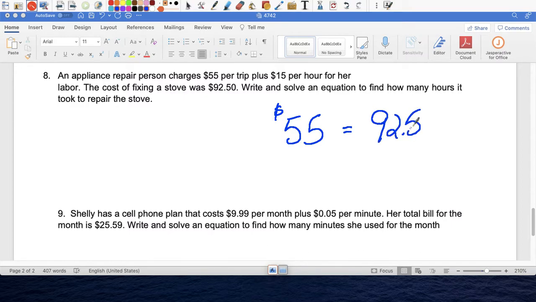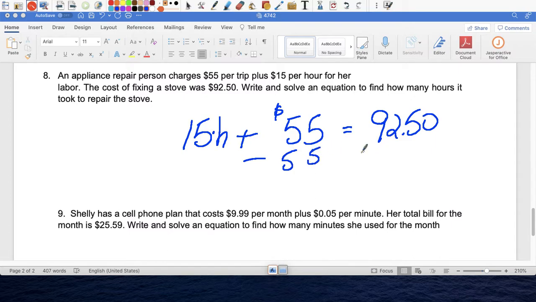Now, besides the $55, she gets paid by the hour. She gets $15 per hour. So if your total at the end of her visit was $92.50, how many hours did she stay at your house fixing your stove for? Well, let's figure that out.